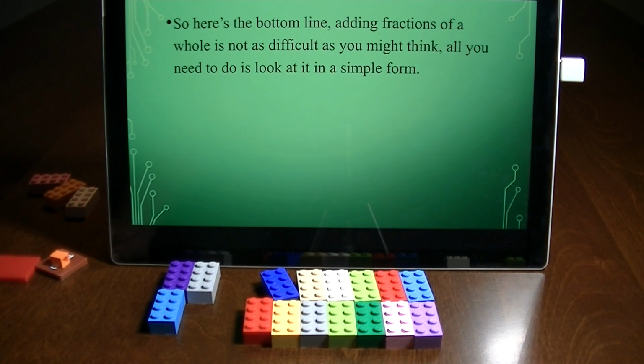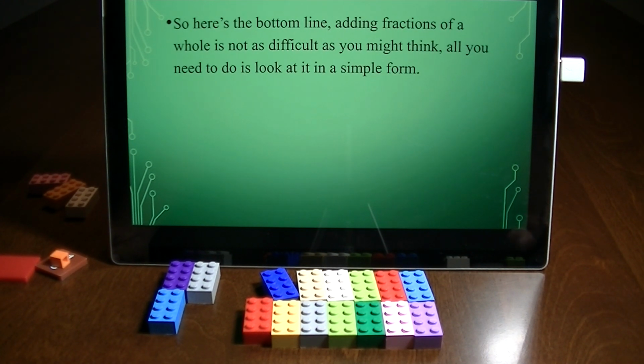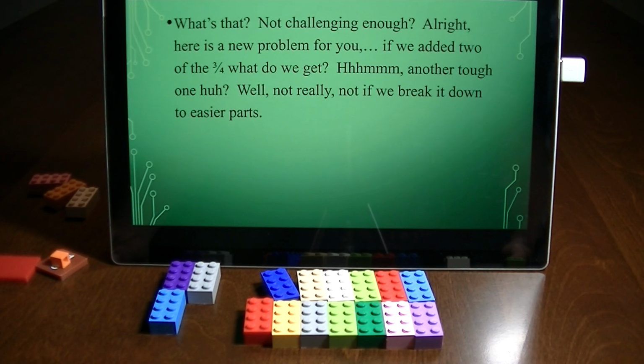So here's the bottom line. Adding fractions of a whole is not as difficult as you might think. All you need to do is look at it in a simple form. What's that? Not challenging enough? All right, here's a new problem for you.